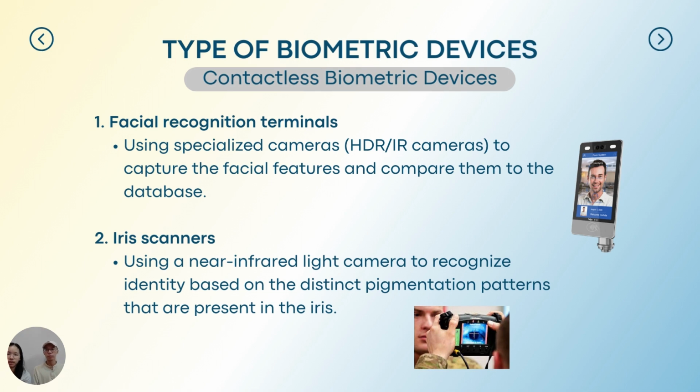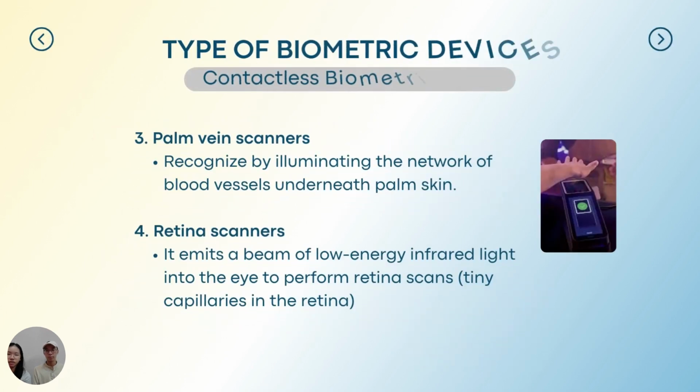This technology identifies and verifies individuals by using a specialized camera to capture the unique facial features such as the distance between the eyes and the shape of the nose, and then they do the comparison. Next is the iris scanner. It uses a near-infrared light camera to recognize the pattern of the distinct pigmentation of color in the iris to identify individuals. It is highly accurate and often used. The next is the palm vein scanner. It recognizes by illuminating the blood vessel network underneath the palm skin. Lastly is the retina scanner. It verifies an individual by scanning the retina using low energy infrared light. Compared to the other devices, this is the least used due to the intrusive process of scanning.